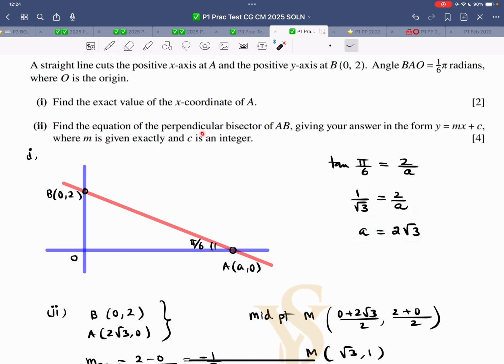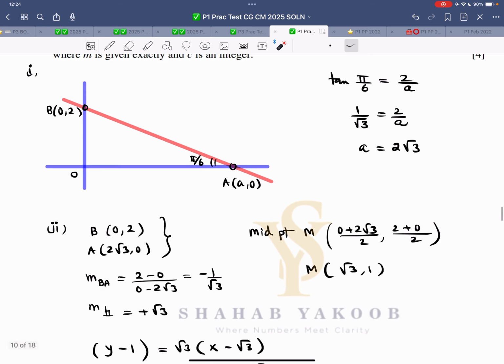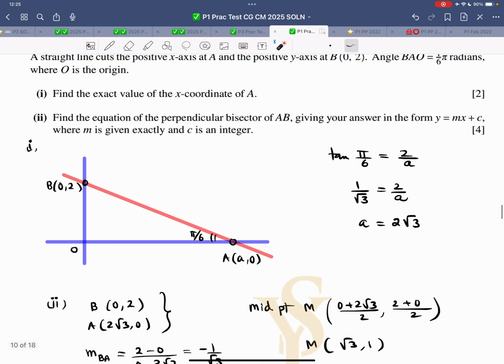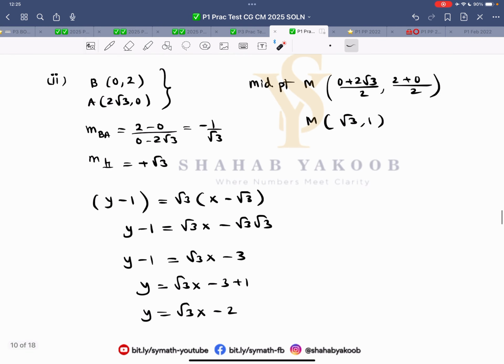Now it says equation of perpendicular bisector. So first of all, what is the gradient? The change in y is 2. The change in x is 2 root 3. Therefore, the gradient is negative 1 over root 3. And then the gradient of the perpendicular, because we are interested in the perpendicular bisector. So the gradient of the perpendicular would be positive root 3. Again, let me highlight this. And I'm interested in the midpoint. The midpoint is in the third form. It's the average of the x coordinates, average of the y coordinates.